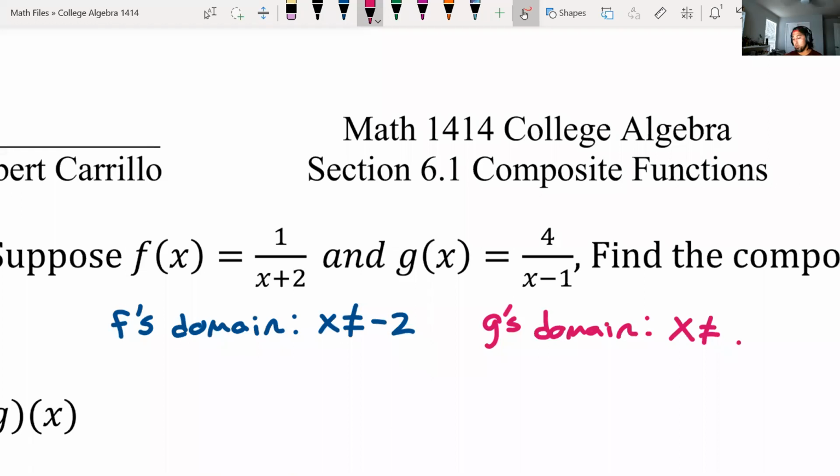X can equal what number? Not 1. There you go. Okay, so we have the domains figured out, which means we are ready to compose.